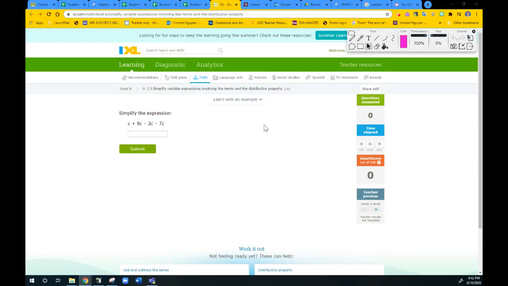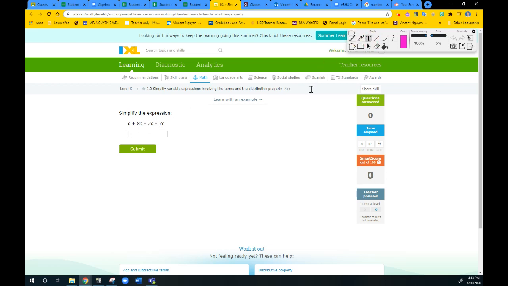Today we're going to review how to simplify algebraic expressions. Okay, thank you for joining me, and we're going to be using IXL practices. So let's take a look at our first example. We have a long expression here with variable c in each one of them. So this is where we consider like terms, okay?